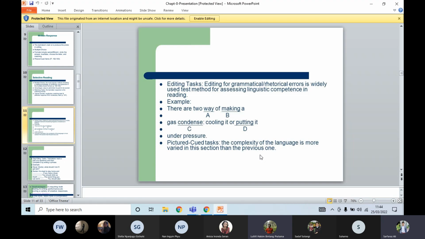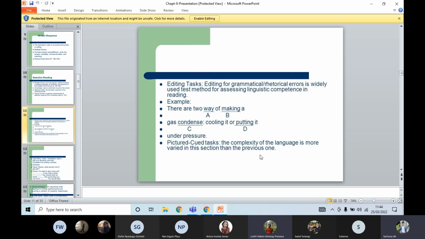error detection. If there is any mistake, he or she will select A or B, and if there is a wrong word, then he or she will select it in terms of vocabulary, not grammar. So he or she will select the correct words, or where words are in addition, the test taker will point out those words. So this is the type of editing task. This is also one of the most important patterns of selective reading.